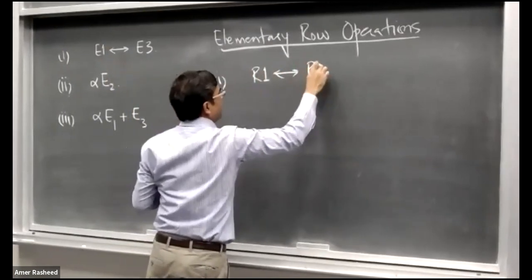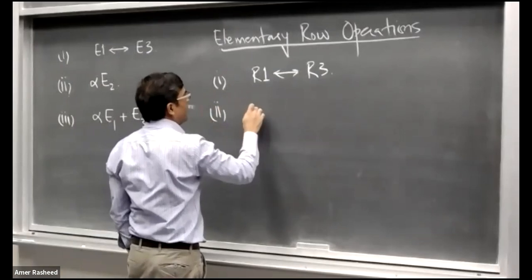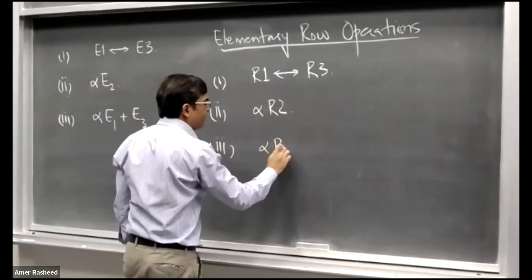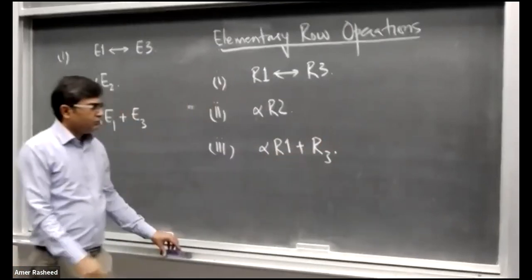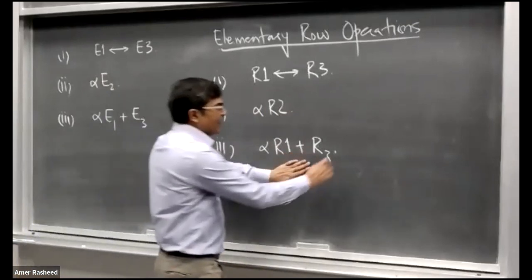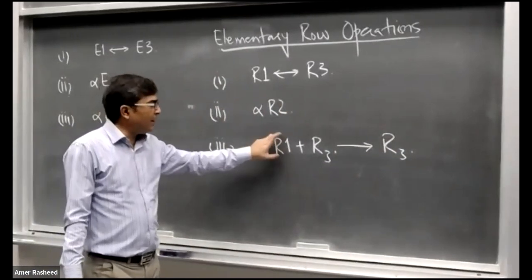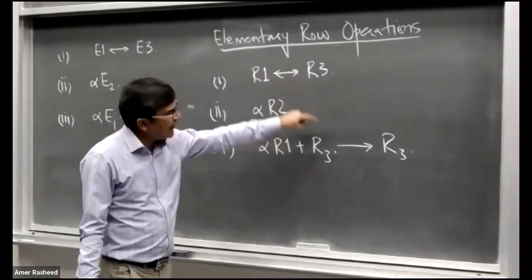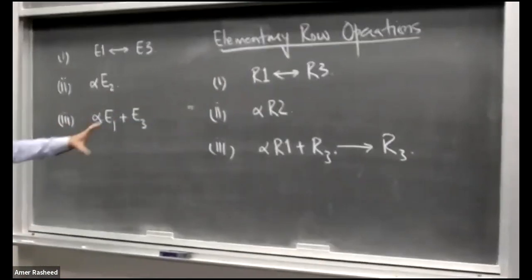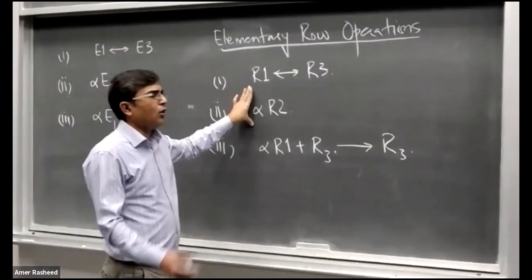R1 can be interchanged with any row in that augmented matrix. Second operation: we can multiply any row by some constant. Third, we can add a multiple of some row into some other row. We can multiply row 1 with alpha, and then add it to row 3. In this case, which row will be changed? Row 3 will be changed. Row 1 will not be changed because we are multiplying row 1 with alpha and adding that into row 3. Row 1 will remain the same, but row 3 will be changed. These are exactly the same operations which we apply on a linear system. Now we call them row operations, or elementary row operations.